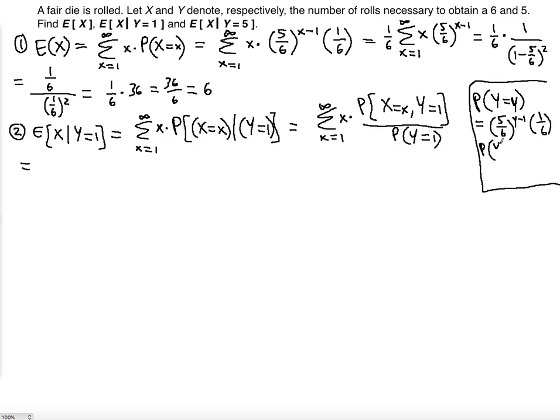So the probability of the random variable Y being equal to 1, the denominator, is going to be what? 5/6 to the power of 1 minus 1, which is 0, times 1/6, which is simply 1/6. And this should be easy for you. I mean, you know that the probability that you obtain a 5 on the first trial is simply 1/6, right? But the denominator is 1/6, so it means that we can just multiply this by 6. That's the equivalent, so 6 being multiplied to whatever it is that we need to find.